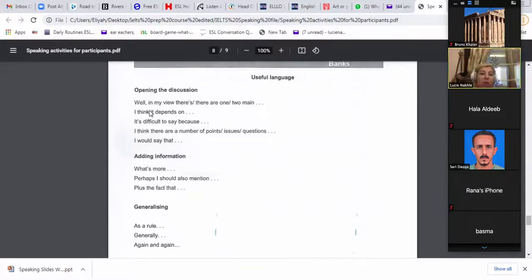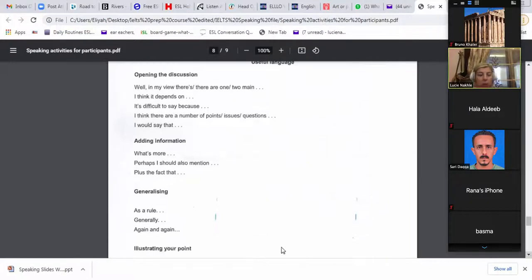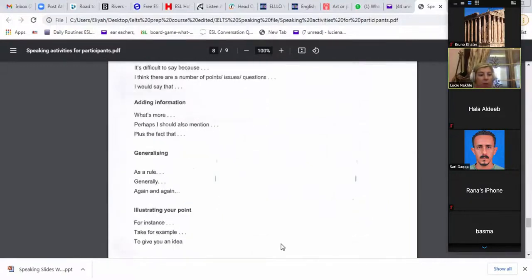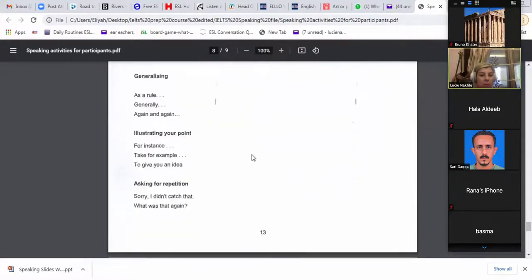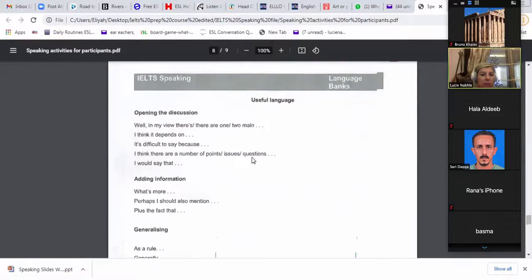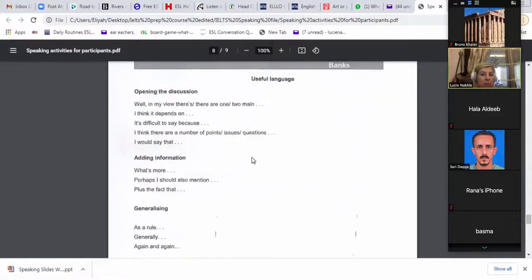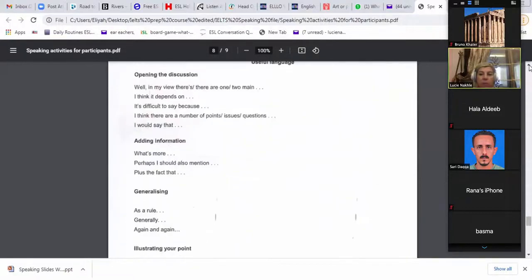These are some of the good language that you could use. You can have a look. You can take a photo if you want, a snapshot or screenshot. If you want, I can make it in 2 parts.